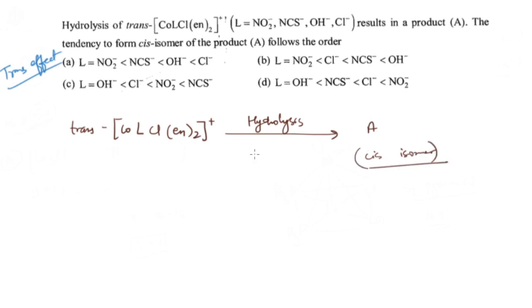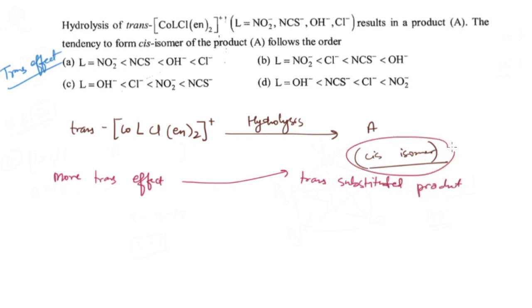So how will you form the cis isomer from the trans product? Try to understand this way: if you have more trans effect, the product which will be formed will be the trans substituted product, right? But what is needed? We need the cis isomer or cis substituted product. That means we need less trans effect in this question. So this question can be done on the basis of trans effect. You just have to reverse the order of the trans effect.